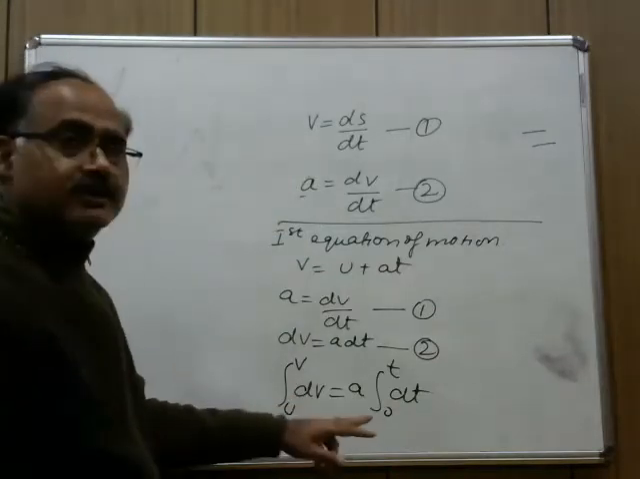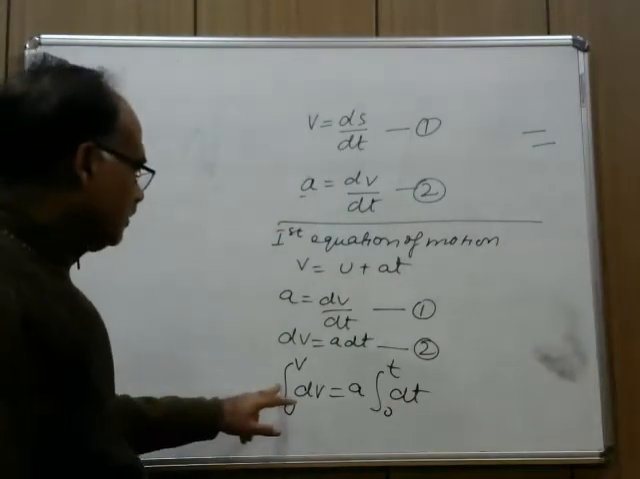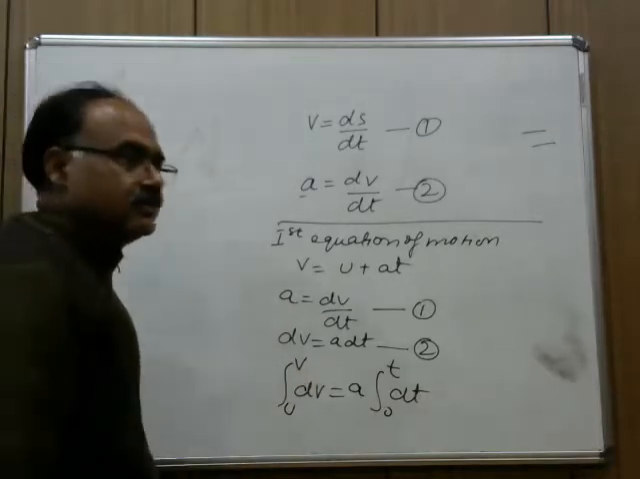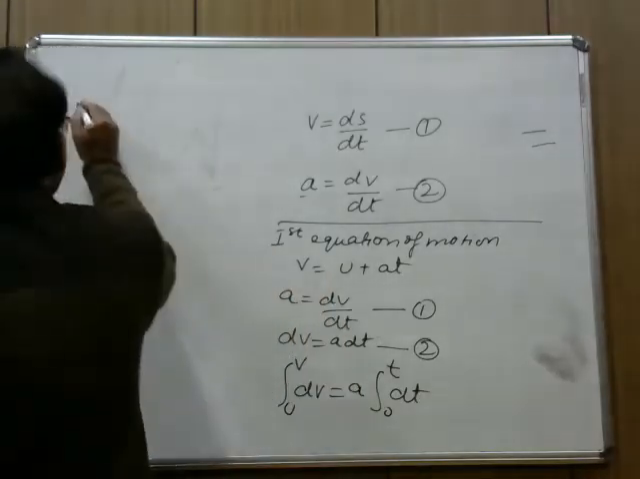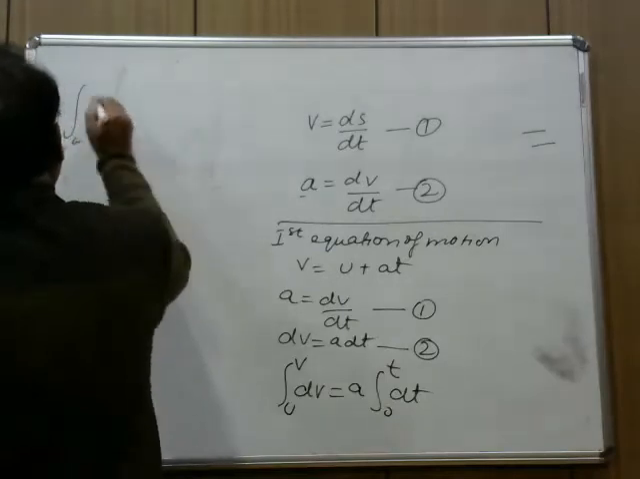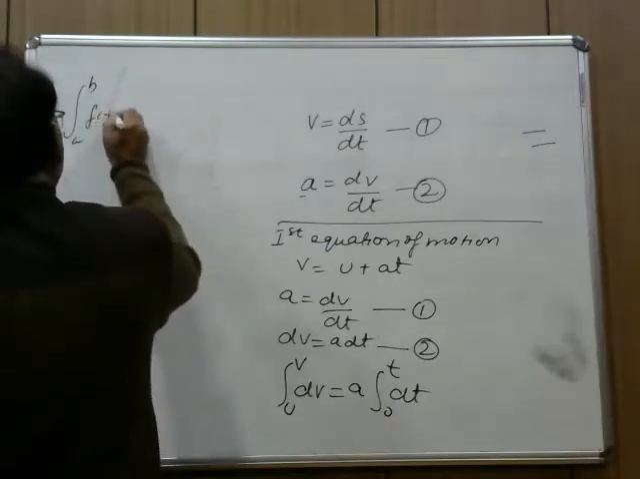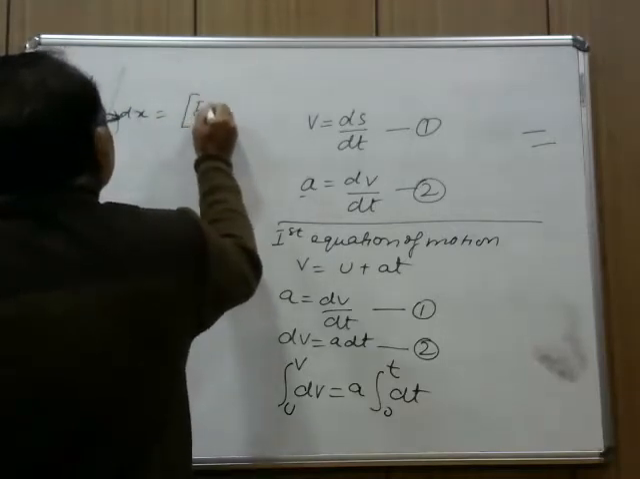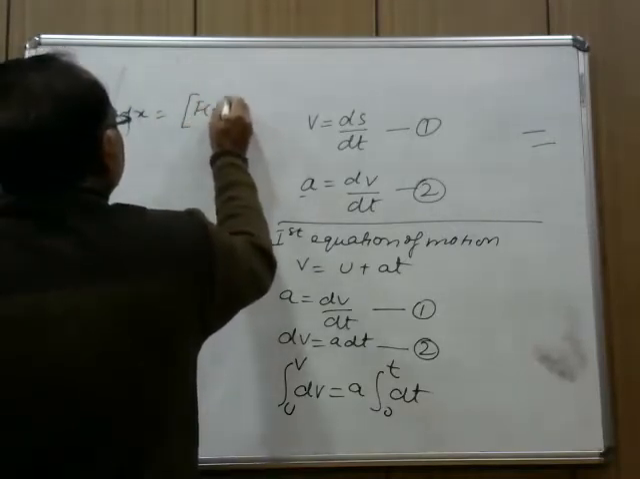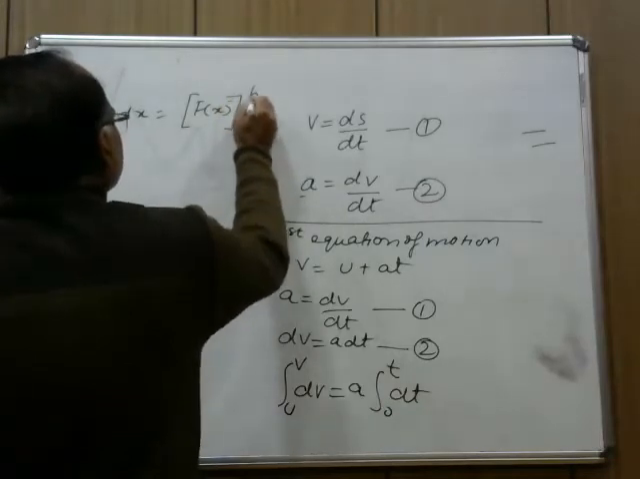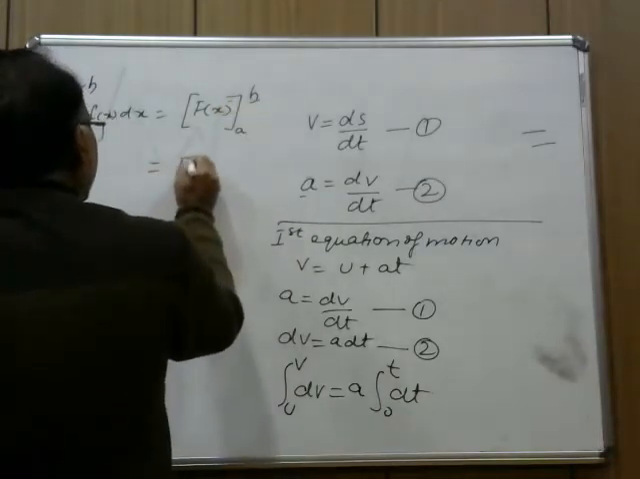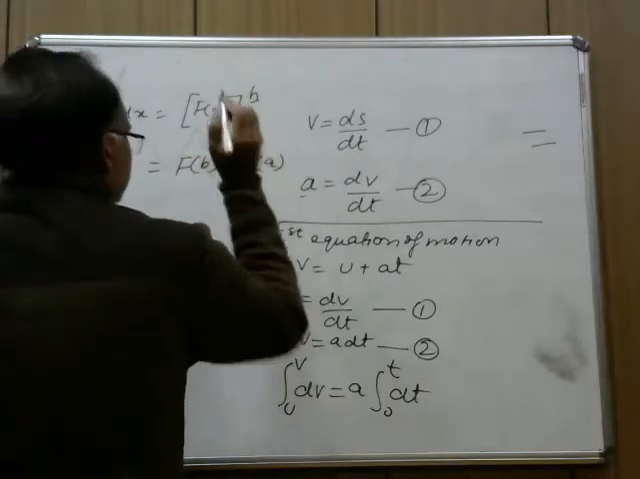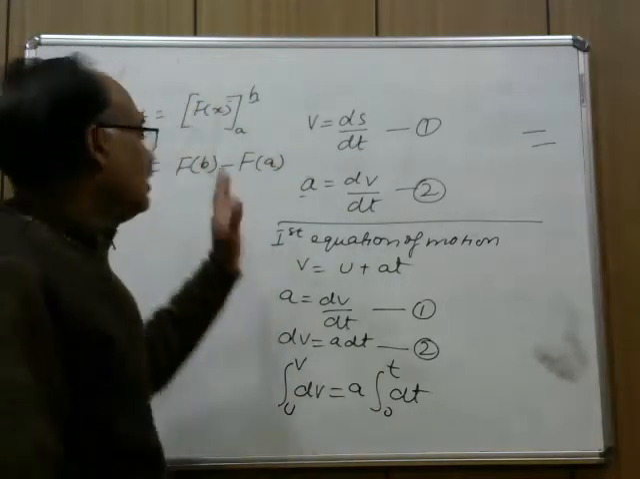We can integrate. Now, you know that the basic formula regarding this integration is, integration of f(x) dx from a to b is equal to F(x) evaluated from a to b, which is equal to F(b) minus F(a). Once again I am writing this formula.